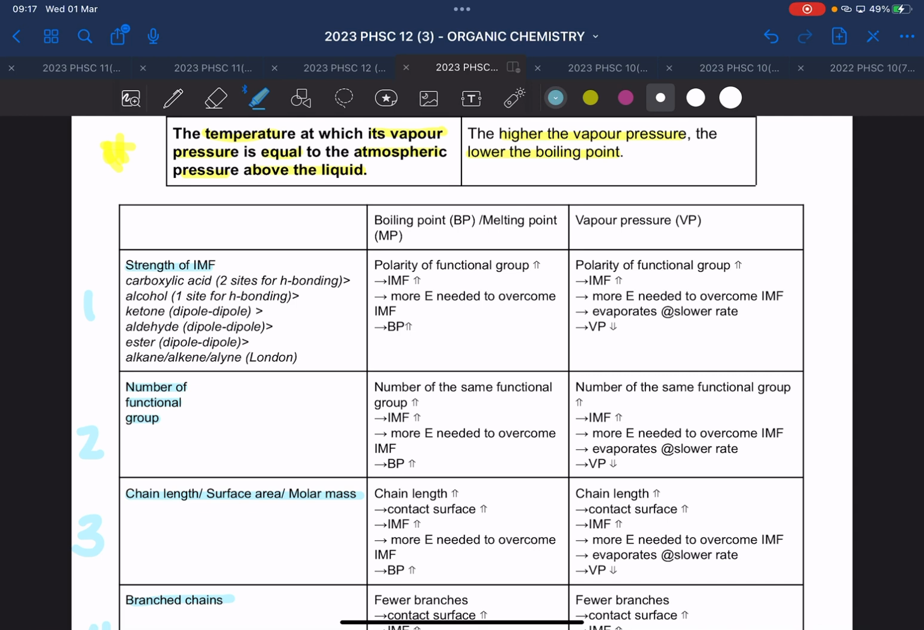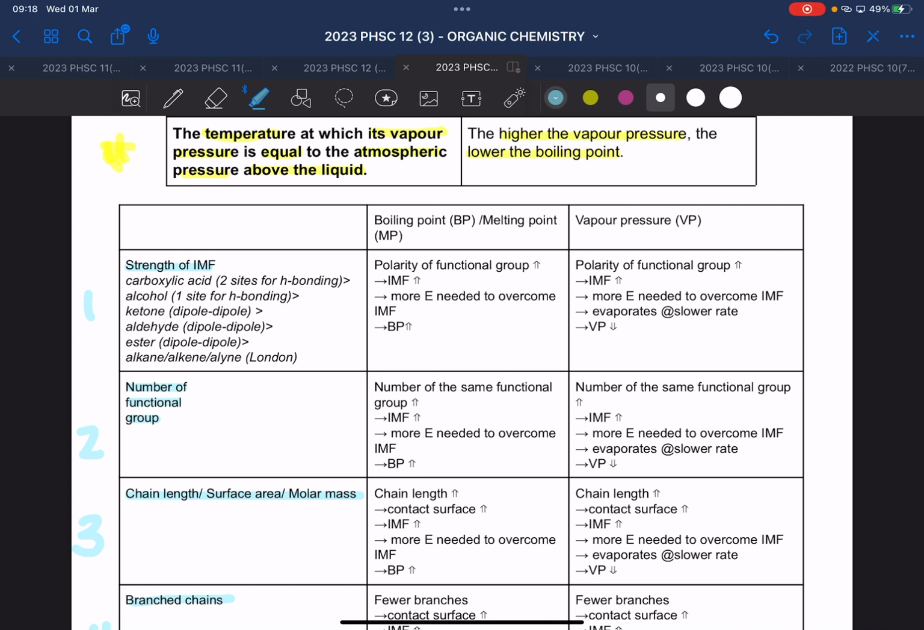Now, if we look at the boiling point, let's say we compare a carboxylic acid with an alcohol, ethanoic acid with ethanol, and I ask you which one will have a higher boiling point. First we look at the polarity of the functional group. Carboxylic acids have 2 sites for hydrogen bonding, alcohols have 1 site. Thus, the intermolecular forces for carboxylic acids are stronger. Thus, more energy will be needed to overcome the intermolecular forces between carboxylic acid molecules. Thus, it has a higher boiling point. Do you remember this from last year?